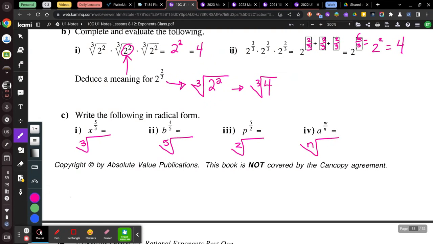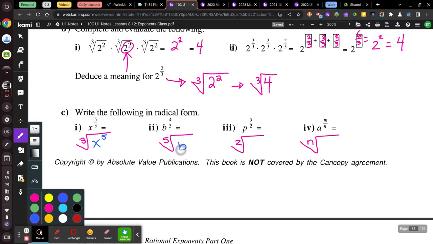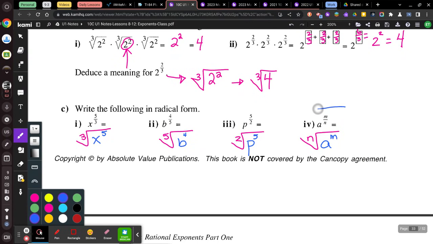Now you're putting the radicand. The radicand is what's left over underneath. So left over underneath, I'm going to have x to the 5. Here I'm going to have b to the 4. Here I'm going to have letter p exponent 5. And over here I'm going to have a exponent m. So this is, again, just showing us our generic form that those are equal. Okay? Turn your page.